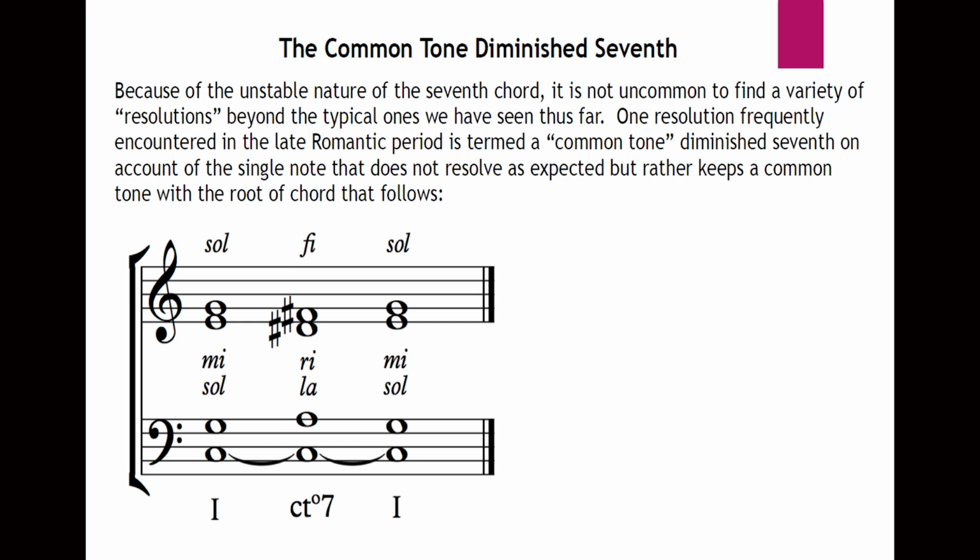We call this chord a common tone diminished seventh because it does not resolve as expected, but rather keeps a common tone with the root of the chord that precedes or follows. Here we can see a C major triad, and it moves to a fully diminished seventh chord built on D sharp, and then moves back to the C major triad. Now the function here is not necessarily a dominant one, but one of simply prolonging the sense of C major through this double chromatic neighbor motion in the soprano and alto. Here's what it sounds like.